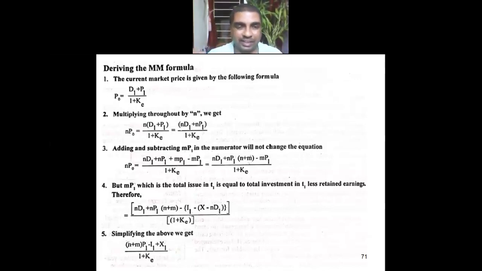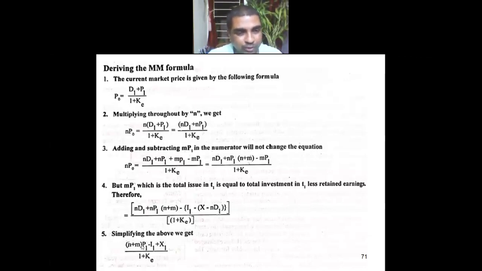One is the retained earning, which I am calling X, and the other is the investment at a particular point of time, which I am calling I. By doing this, I arrive at the final formula, that is N plus M into P1. Now I will explain the final formula. N means old share, M means new share. Are you getting?